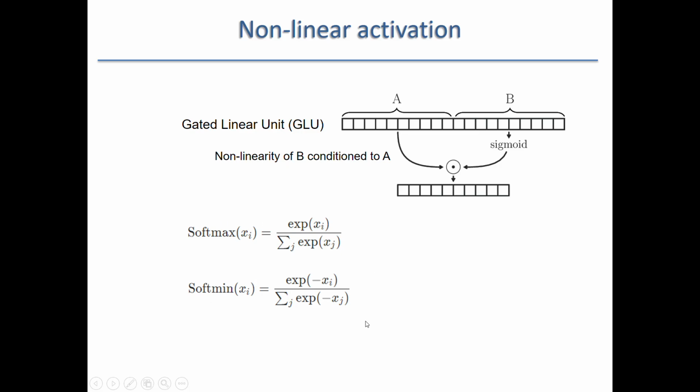More typical nonlinear functions are softmax, that is this formula, and softmin, that is this one. And this would be all for the basic layers that you can use in your networks. So see you in the next video with more sophisticated layers.